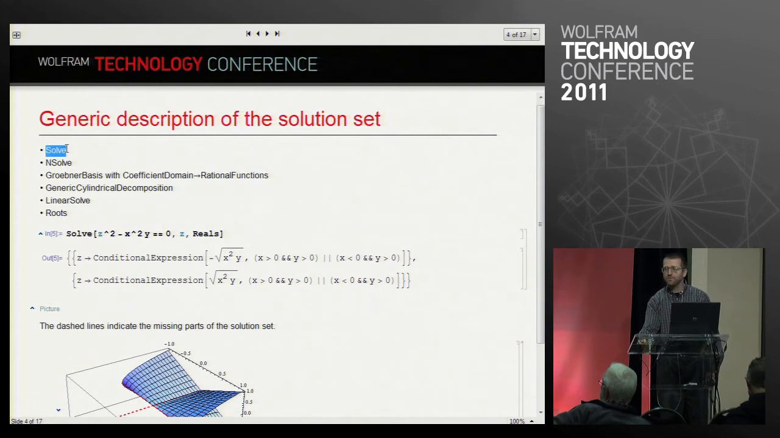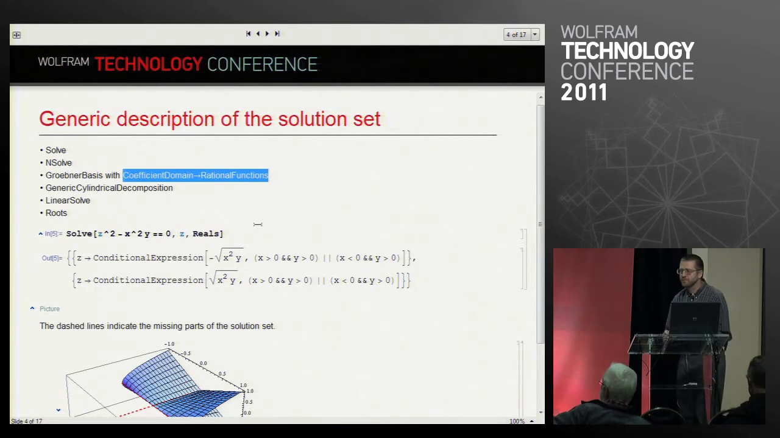This is Solve without any options, and Solve with Gröbner basis with option CoefficientDomain going to RationalFunctions. So now if you put this option, then any parameters will be considered invertible, or any polynomials in parameters will be considered invertible.